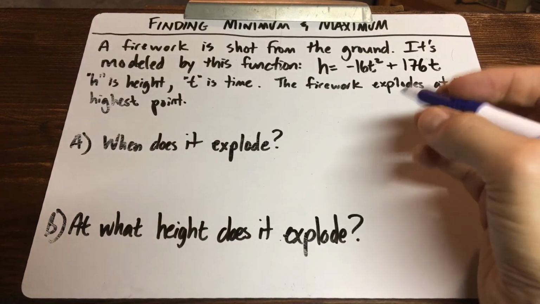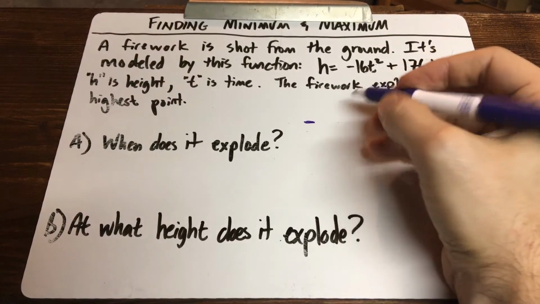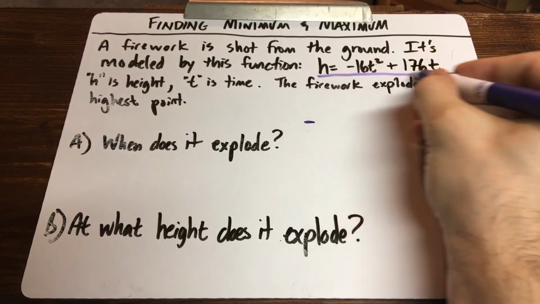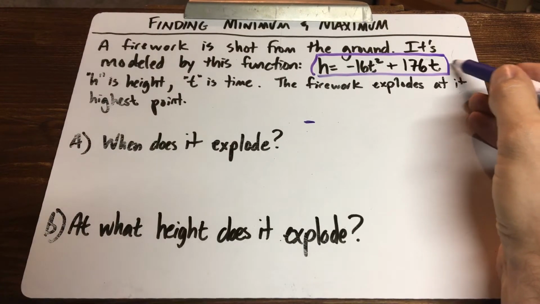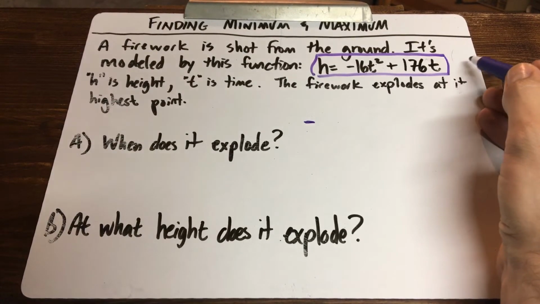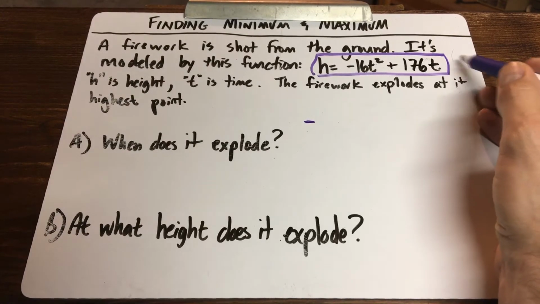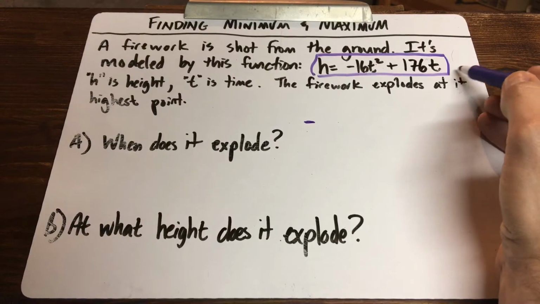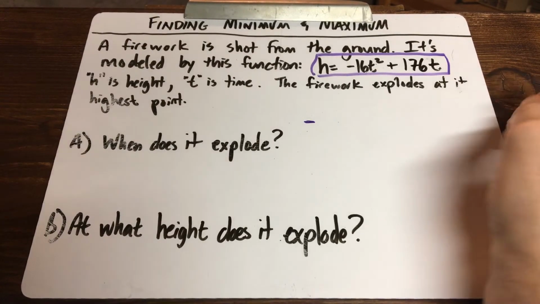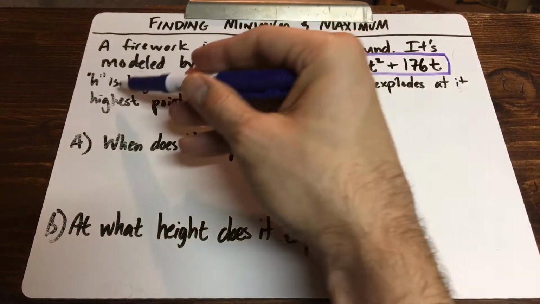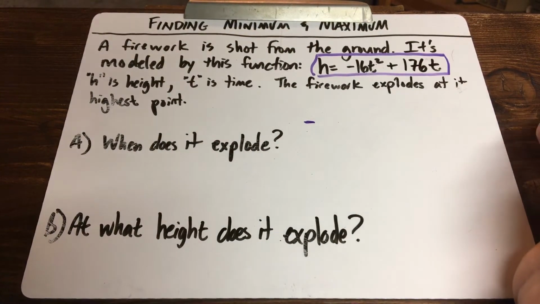A firework is shot from the ground. So you've got the little person here shooting off the fireworks. It's modeled by this function. So here's our equation. Notice it doesn't have a part at the end. It doesn't have a plus c because it's going to be shot from the ground, right? Remember, this letter c is always the y-intercept, and there is no plus something or minus something at the end, a regular number, because this is shot from ground level. So it's technically 0. H stands for height, T stands for time. You can see this is T now instead of the letter X. Don't let that bother you.